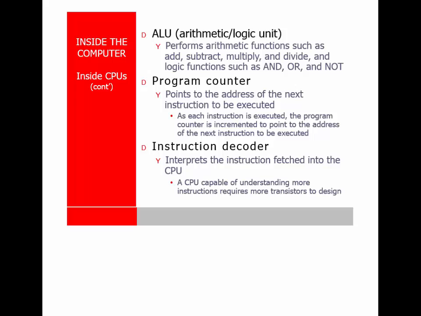The ALU, arithmetic logic unit, performs math. The program counter points to the next instruction to be executed. So if you do a jump command, what that does is take whatever is in the program counter and replace it with the address that you have in the jump command. So really what a jump command does is it changes the program counter for you. The instruction decoder takes the instruction, looks at it, and decides what it needs to do. Being capable of more instructions requires more transistors in the design.